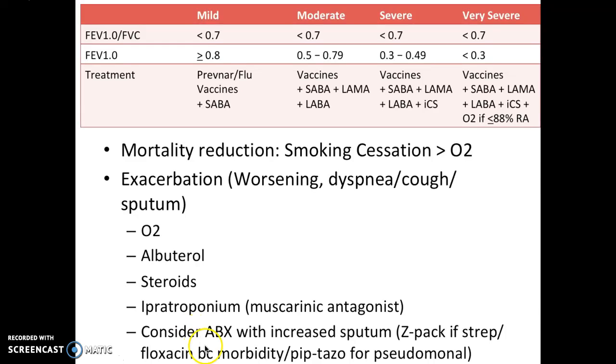So remember, and I talk about this a little bit in Infectious Disease Week, that if you have an exacerbation, so you're worried about pneumonia, if it's more community acquired, then azithromycin will probably work. If they have a morbidity, and these people do, then probably want to give them moxifloxacin. If you're thinking full-blown Pseudomonas, which these individuals with COPD have a predisposition for, then think about piptazo.